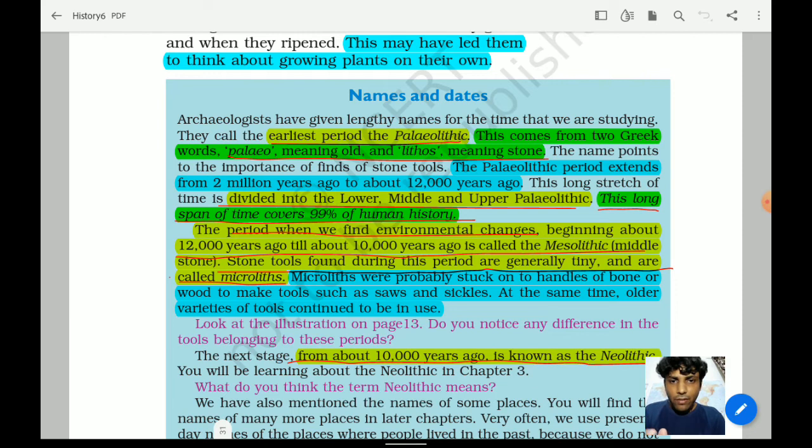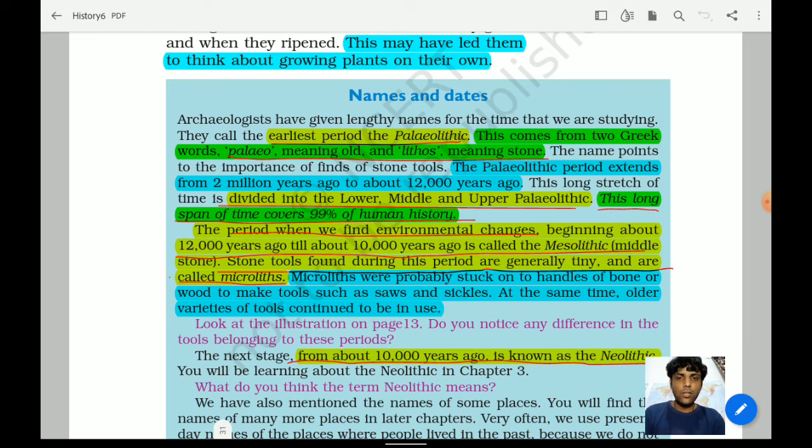The period when we find the environmental changes, beginning about 12,000 years ago till 10,000 years ago, is called the Mesolithic. So after the Paleolithic, the period in which the changes started to occur is called the Mesolithic, and the time period is from 12,000 years to 10,000 years.